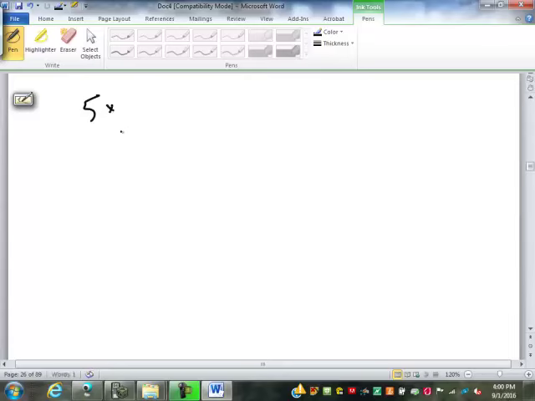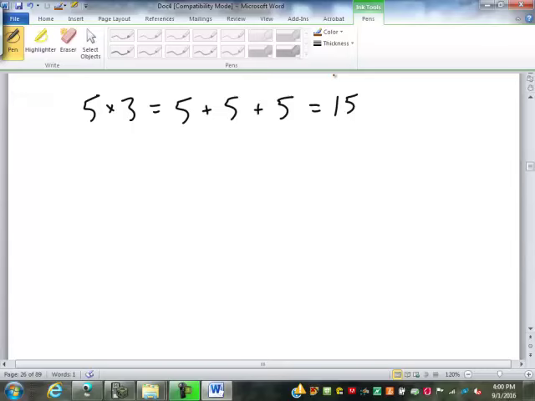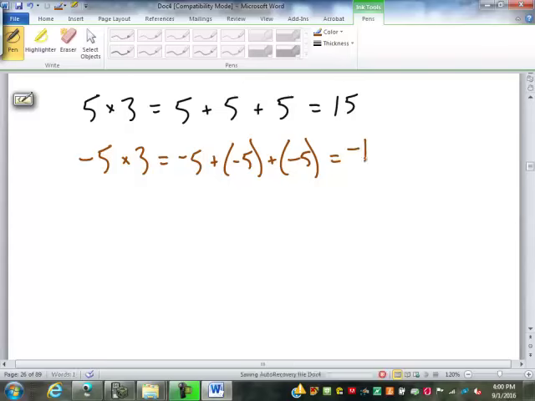Let's take a look at multiplication. We talked a little bit last class about the definition of multiplication. 5 times 3 is defined to be 3 5s added together. 5 plus 5 plus 5 gives us 15. So in that light, when we look at negatives or integers, negative 5 times 3, well, that's simply 3 negative 5s added together. Negative 5 plus negative 5 plus negative 5, which gives us negative 15.